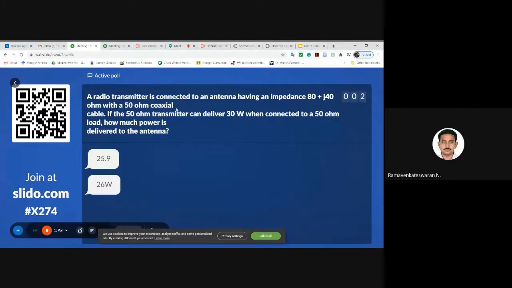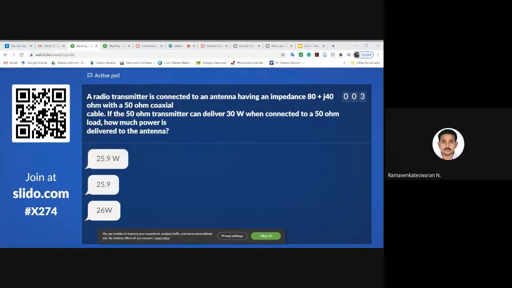So for others, how to approach this problem? Here I have the load impedance of ZL. The transmitter is connected, the 26 watts, okay, close to that, correct. So here my load is ZL, my antenna, maybe I'll take a parabolic antenna, a dish antenna, that is 80 plus j40 ohms.